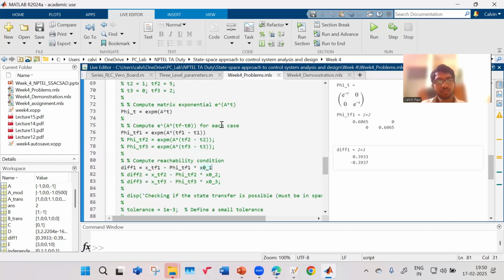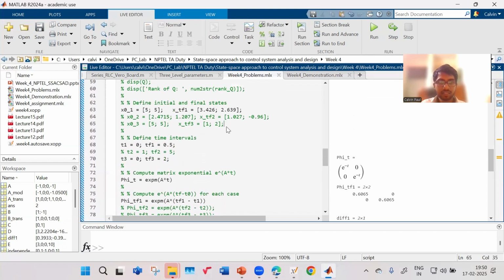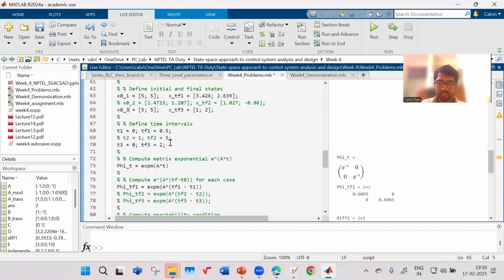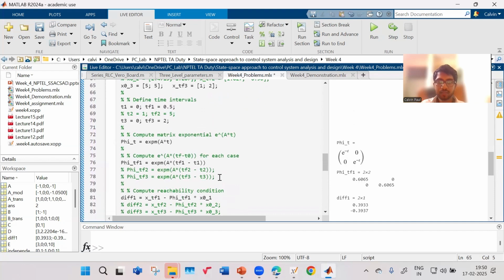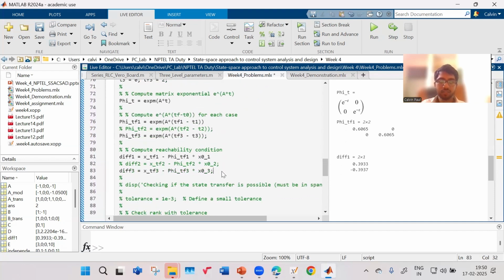But let us consider a case for the third part, which is not controllable. These are your conditions, right? This is your initial condition, and this is your final condition. This is the time for the third case, and this is the phi matrix for that, and this is the reachability condition for that. So let us run the section for that. When we run the section, we get it to be okay. Let us comment out the first part and see the output for the third part. This also is not required.